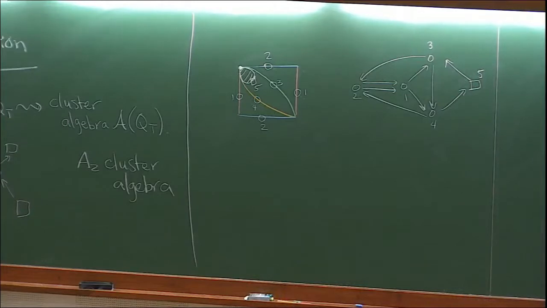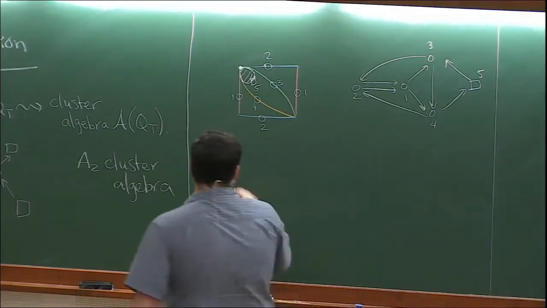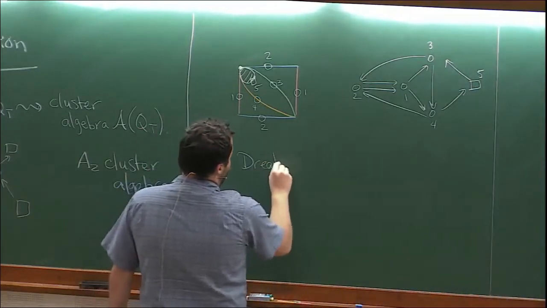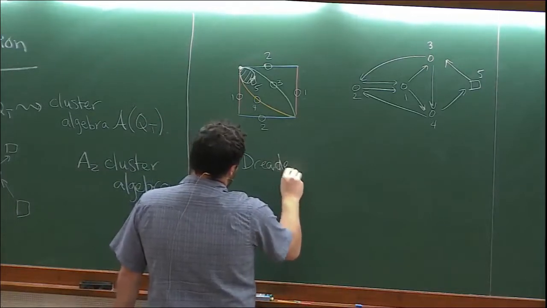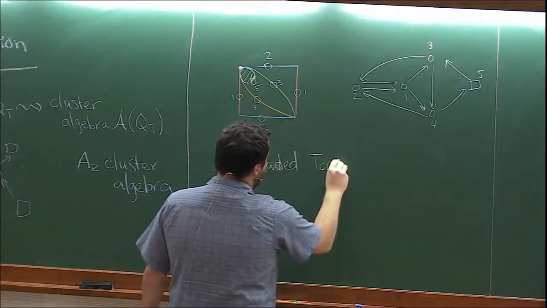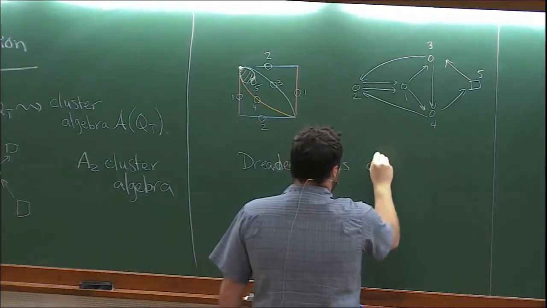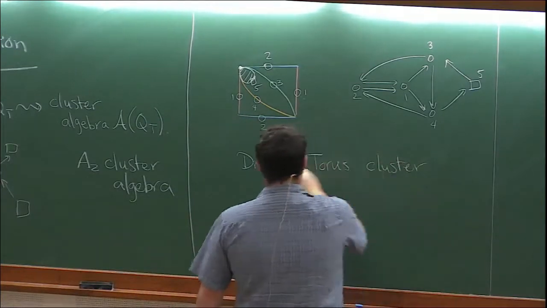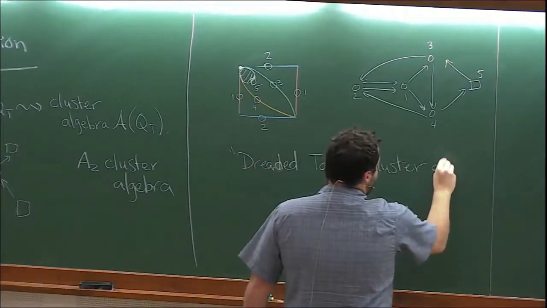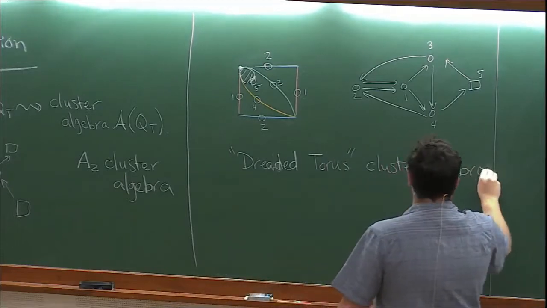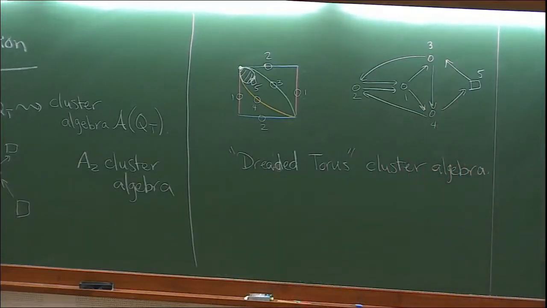And this is what I called the dreaded torus last time. Okay, so this is the dreaded torus cluster algebra. This is a word I think that Greg Musiker came up with. I'm just doing this one because I've done this with the quiver before. I told you about the quiver in the past. Okay, so everybody understand how this goes?